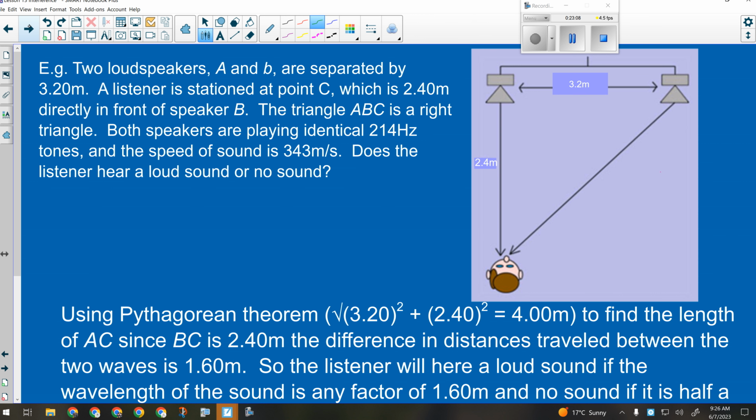So can I get you guys to copy that down and the diagram? This is exactly how I'm going to ask this on your unit exam. I'll give you a minute to copy it down.